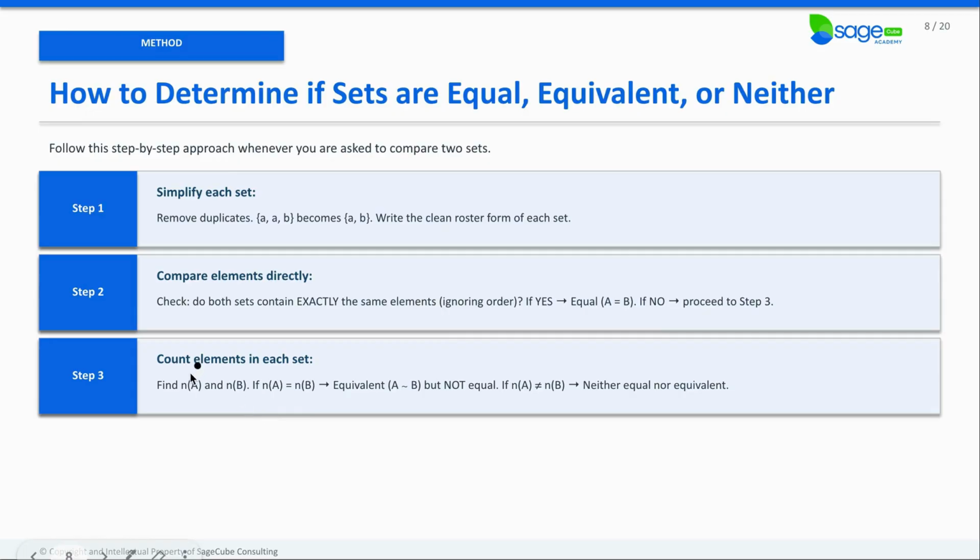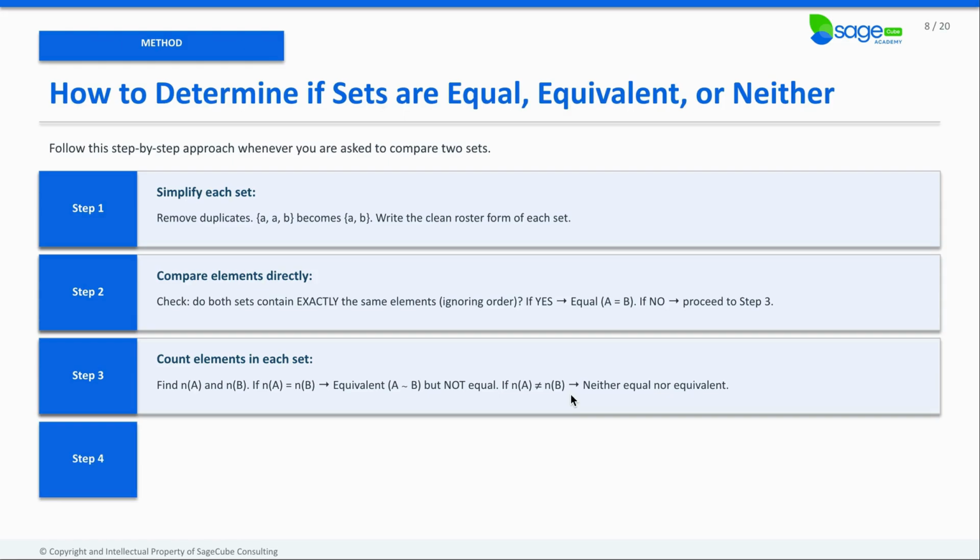Step 3, what are we doing? We are counting elements in each set. So you're going to find the cardinality for A and the cardinality for B. If the cardinalities are equal, then what? They are equivalent. Remember, equivalent is all about cardinality or size. If they are not equal, that means the number of elements in A is not equal to the number of elements in B, and for that reason, they are neither equal sets nor equivalent sets.